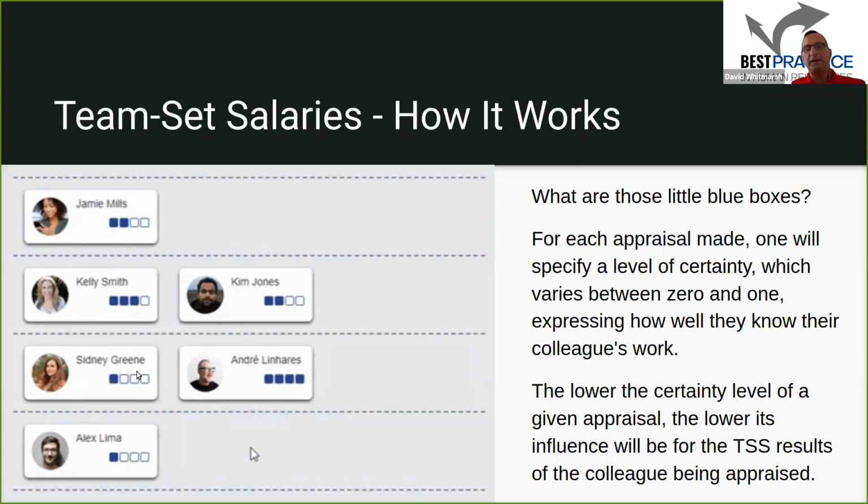Okay, so it is in the algorithm then. Yes, it's like a weighting that you yourself attribute to your appraisal. Gotcha. Based on how well you know people.